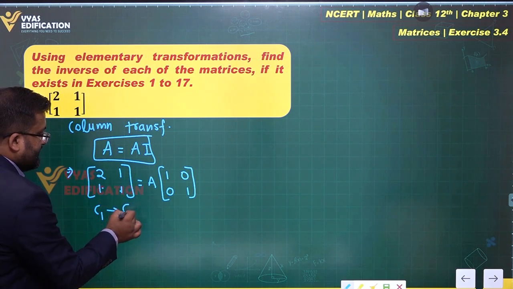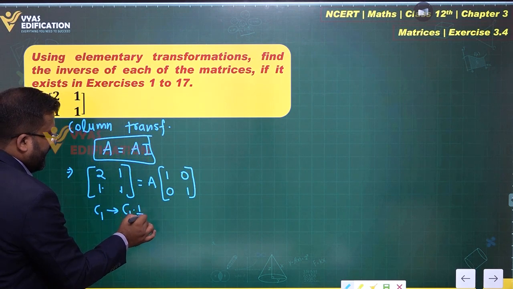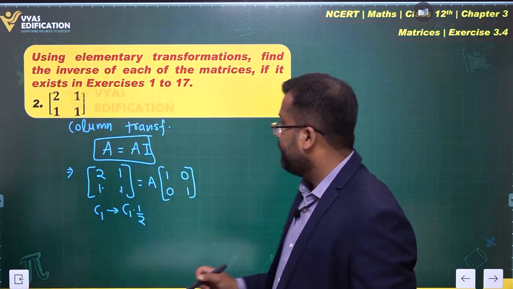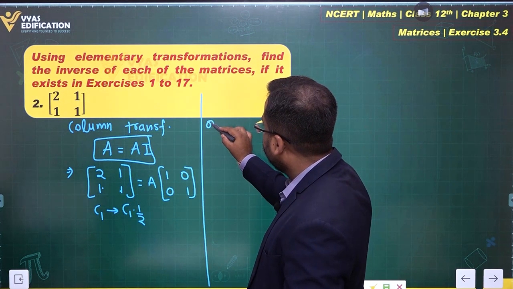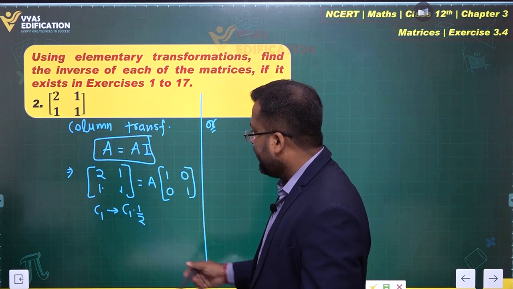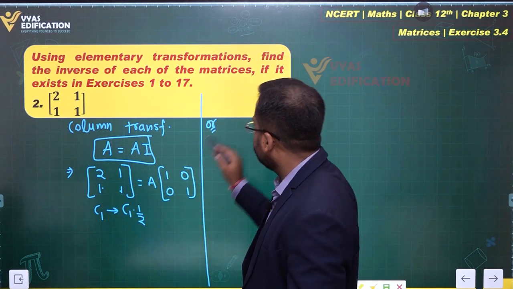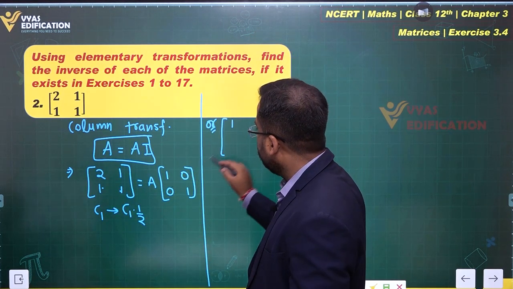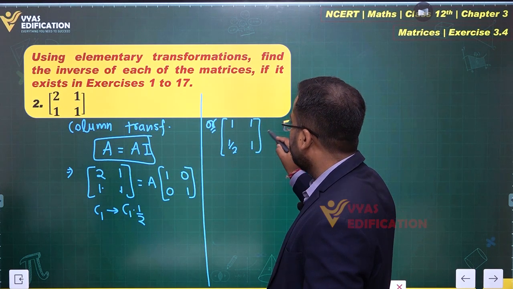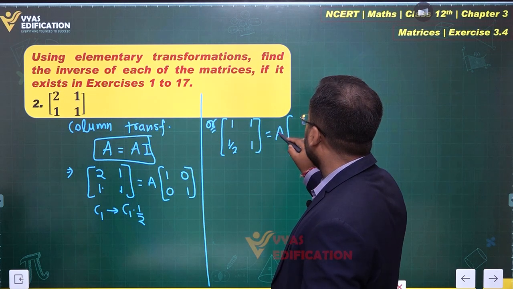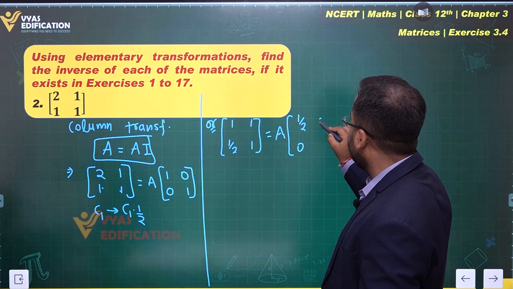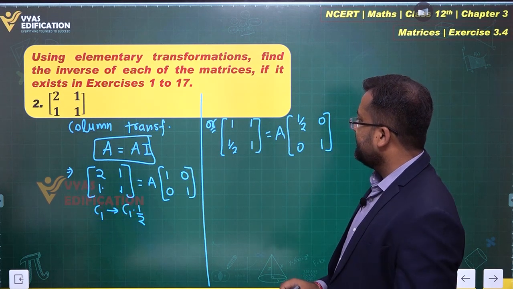C1 will be replaced by C1 times 1 by 2. This 2 has to be converted to 1, right? That's the first step that we apply. What do you get? C1 becomes half. So this will be 1 and this will be 1 by 2. What about the second column? Second column will remain as it is. This is equal to A times, in the first column, 1 by 2, 0. This will remain as it is now. The second column remains as it is.